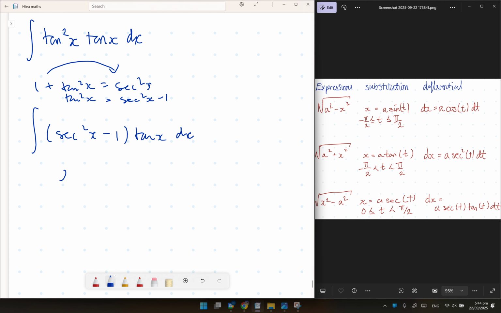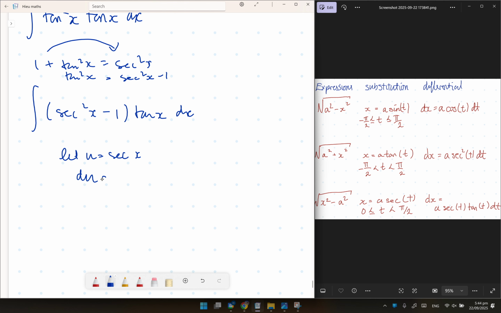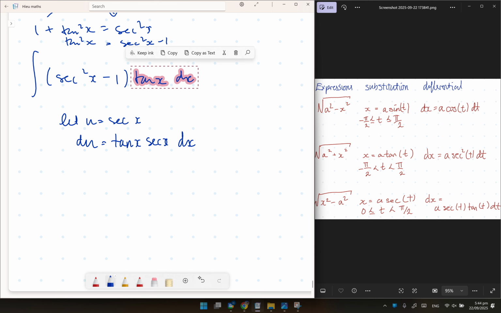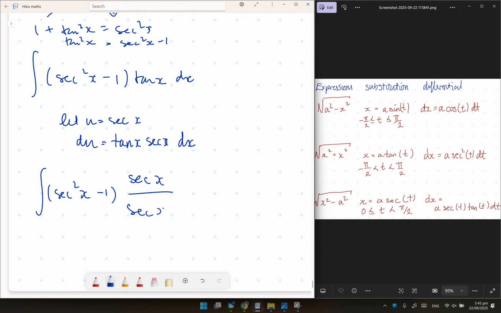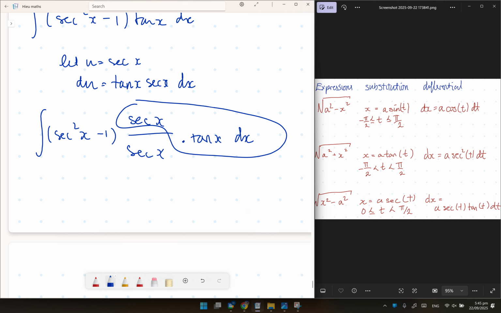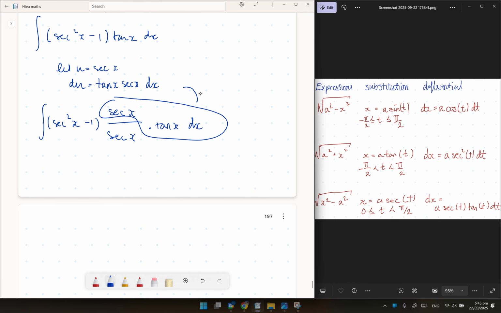Okay, so now we let u equal sec x, and so du equals tan x sec x dx. Now we need tan x sec x in this expression so that we can substitute du into it, right? So we could rewrite the whole expression by multiplying by 1. Any number divided by itself is 1, so sec x over sec x is just 1. We're not changing the equation. But look what we have here: sec x tan x dx, that's going to give us du. So we can substitute that in.